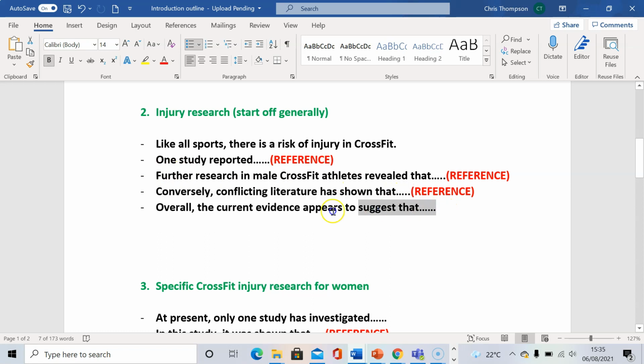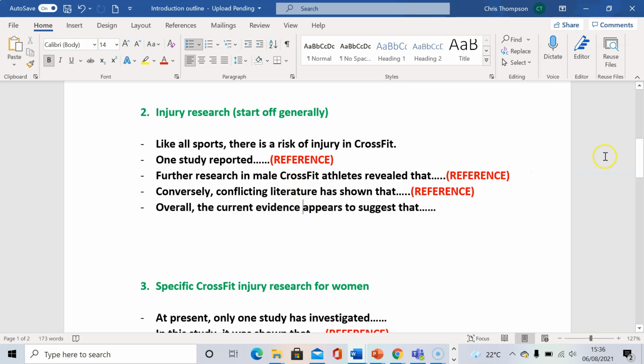And at the end of this paragraph, I would say something along the lines of this. Well, after speaking about these 3 or 4 papers, the current evidence, now I've put appears to suggest. If it's much stronger, you could say it shows. The language you use kind of depends on how strong the argument is. But you'll say, current evidence has shown this.